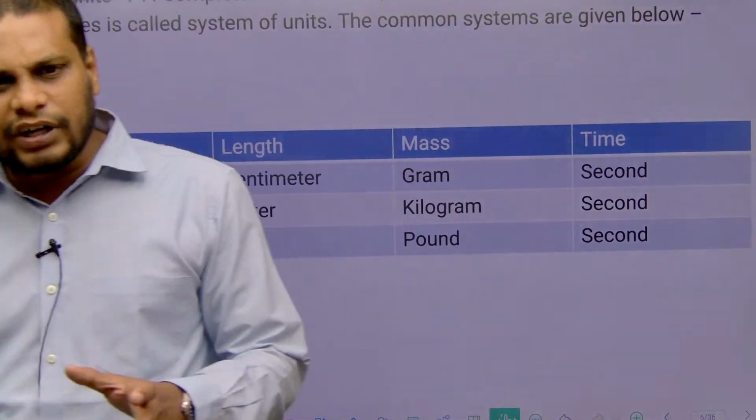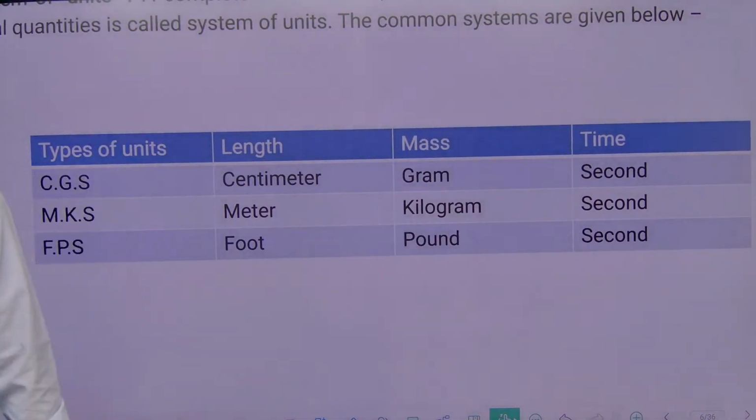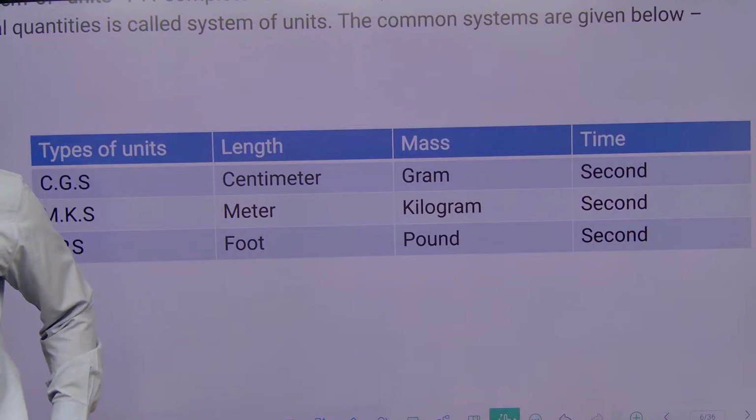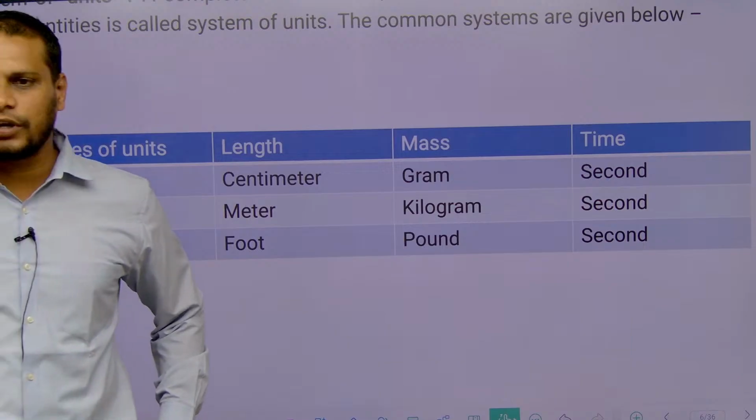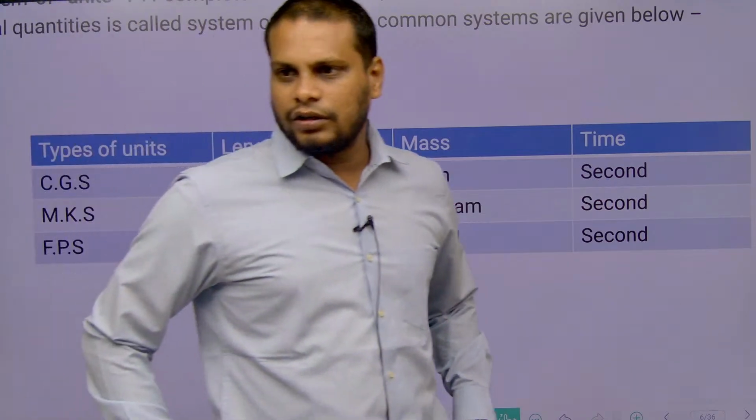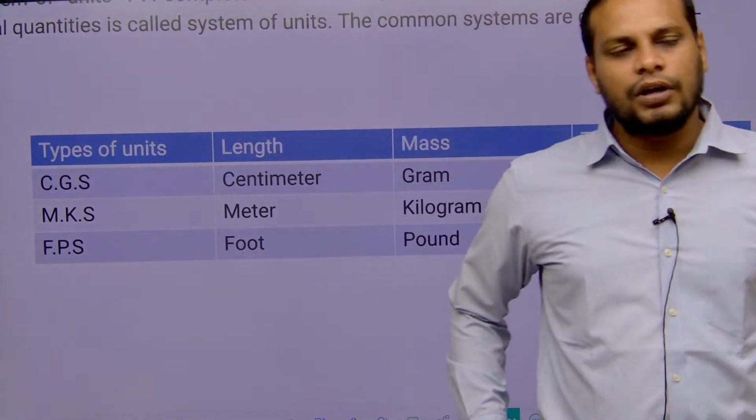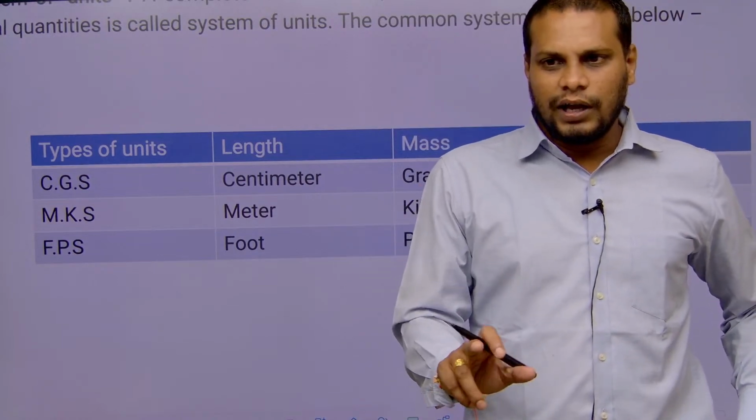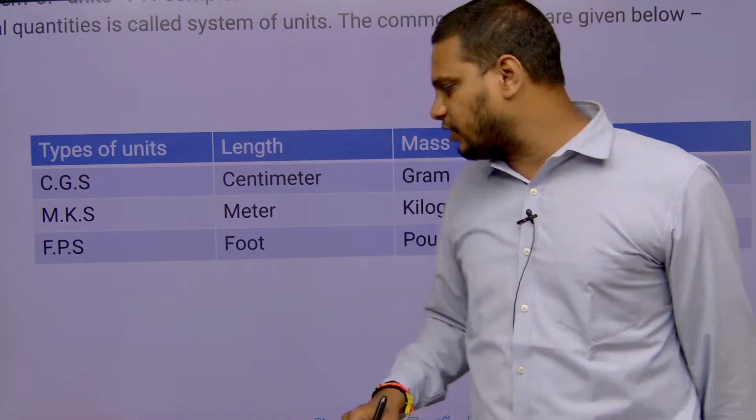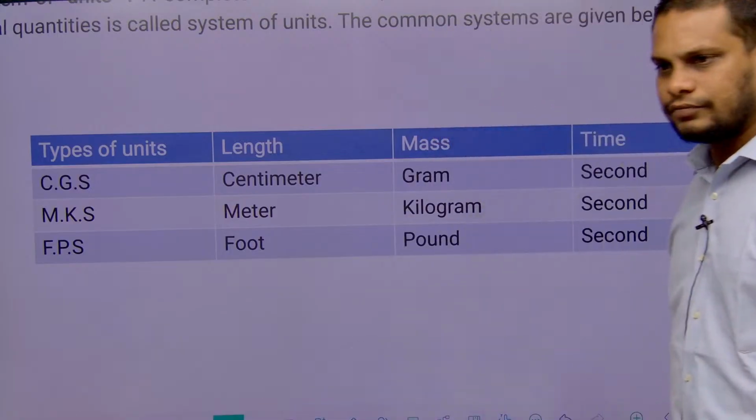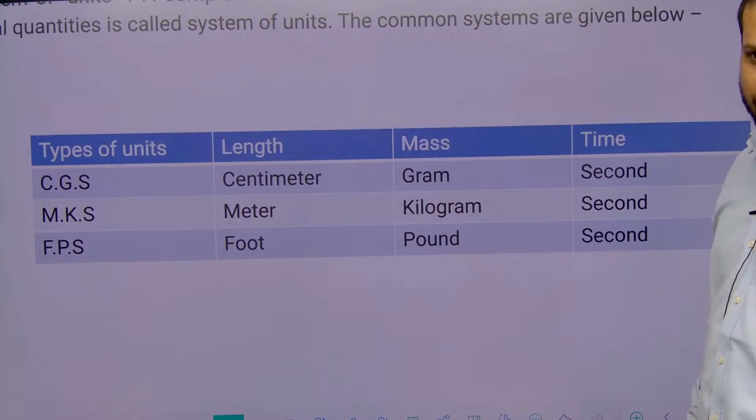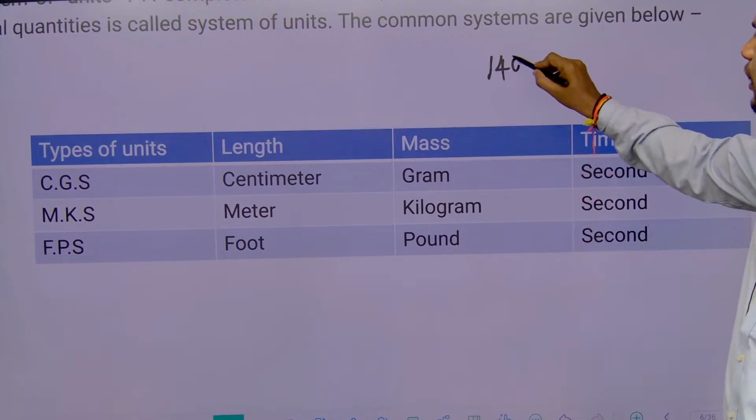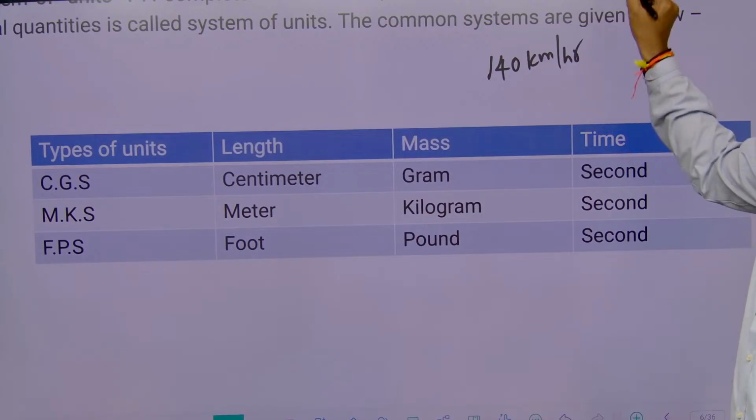Different people are using different notations. Clearly, I can give one more example. Suppose a cricket match is going to happen in our Indian subcontinent. If a bowler delivers the ball, they will represent the speed in kilometer per hour. Kilometer per hour. Are you clear? Suppose Bhuvneshwar Kumar bowled a ball at 140 kilometer per hour.